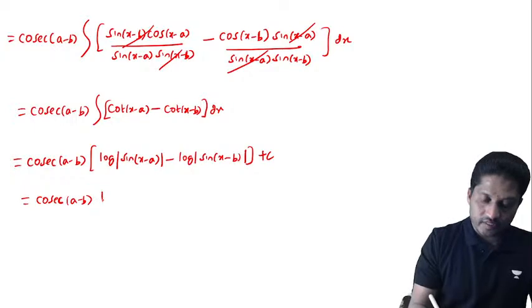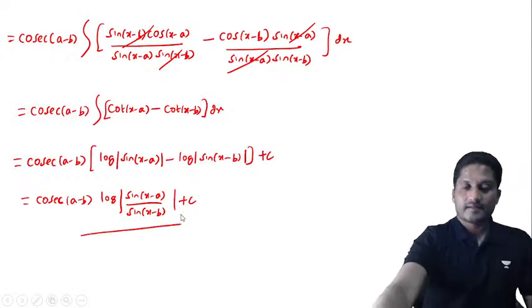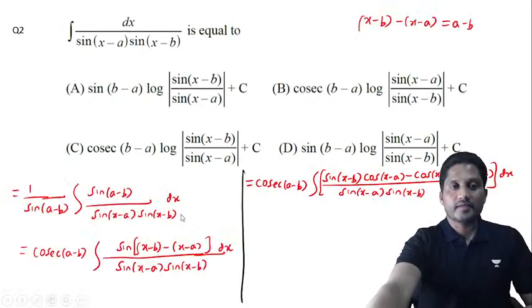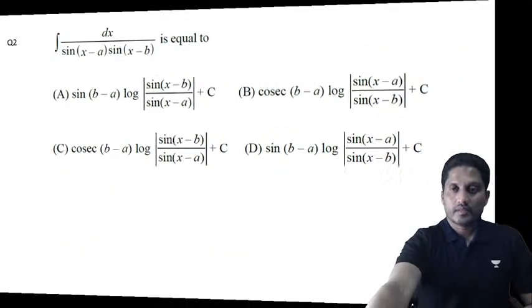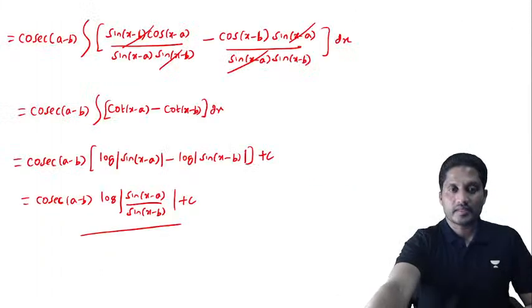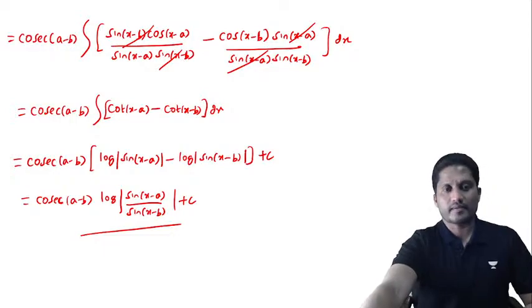So this is cosec of a minus b. Log m minus log n is log m by n, right? Log of sin of x minus a divided by sin of x minus b, plus c. That's the answer, guys: cosec of a minus b into log of sin of x minus a by sin of x minus b.